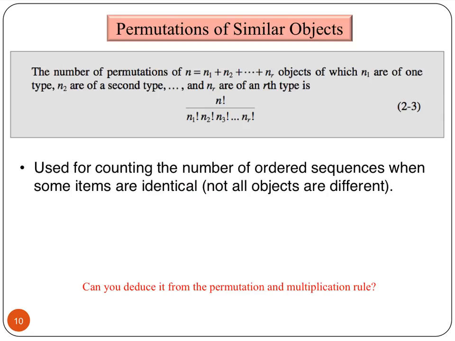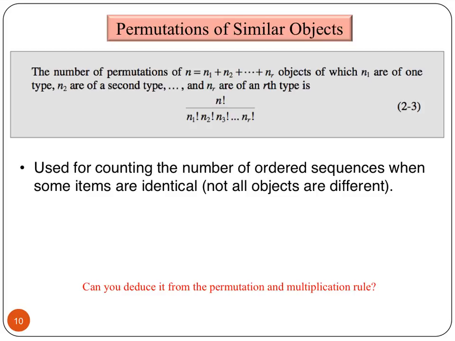Another different type of permutation is the case of subsets of similar objects. The previous case was choosing r different elements out of n elements with ordering. In this slide, we are looking at the case where I have a set of n objects, composed of n1 similar to each other, n2 similar to each other, up to nr.